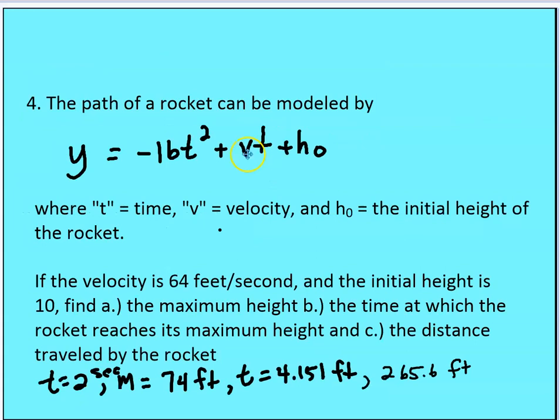Okay, last one, this should be 3. The path of a rocket can be modeled by the following: y is equal to negative 16 t squared plus v times t, that's velocity, plus h sub 0, where the initial height of the rocket is h sub 0. If the velocity is 64 feet per second and the initial height is 10, find A, the maximum height, the time at which the rocket reaches its maximum height, and the distance traveled by the rocket.